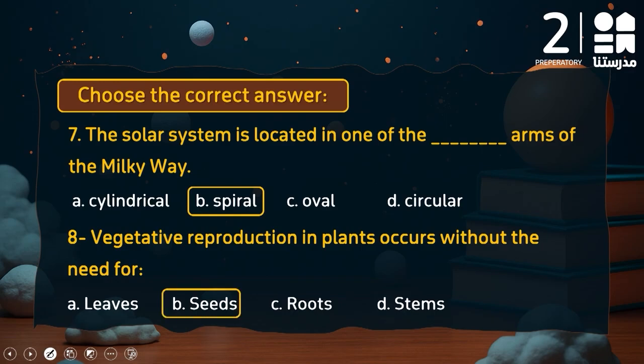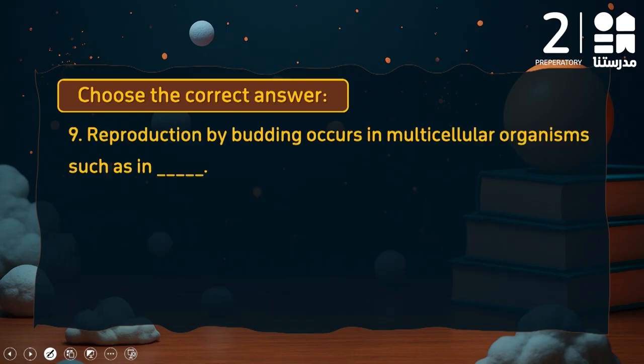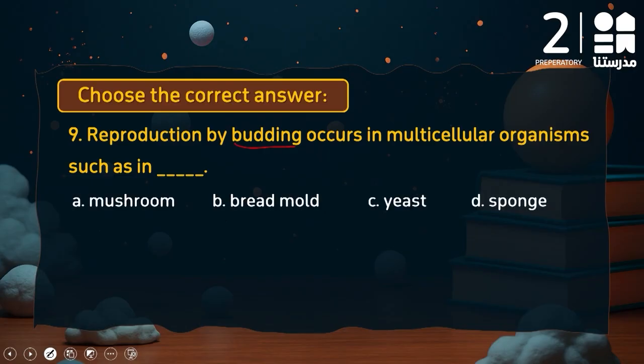So sexual reproduction in plants needs seeds. Reproduction by budding occurs in multicellular organisms such as what type? What's meant by reproduction by budding? What's the type of reproduction in budding?